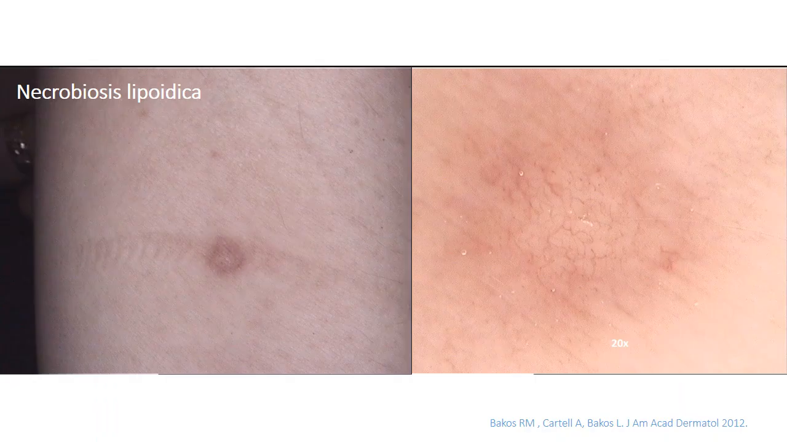Another case with a yellowish background in the center, arborizing telangiectasias, and erythema on the border, and here we have a case of necrobiosis lipoidica.